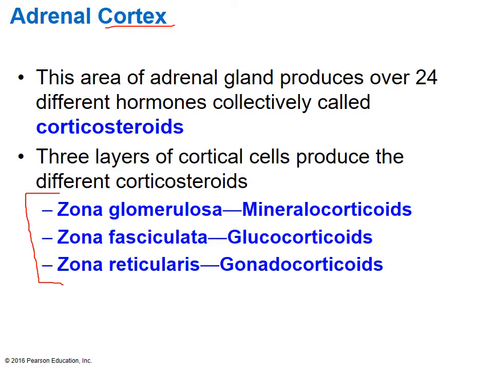The zona glomerulosa, which is the top layer, will produce what we call mineralocorticoids. The zona fasciculata will produce glucocorticoids, and the zona reticularis will mostly produce gonadocorticoids. This is important to point out because in the next few slides, we're going to look at the main hormones that fall in each of the categories. But before we do that, let's take a look at some illustrations so we can better orient ourselves around the adrenal cortex.